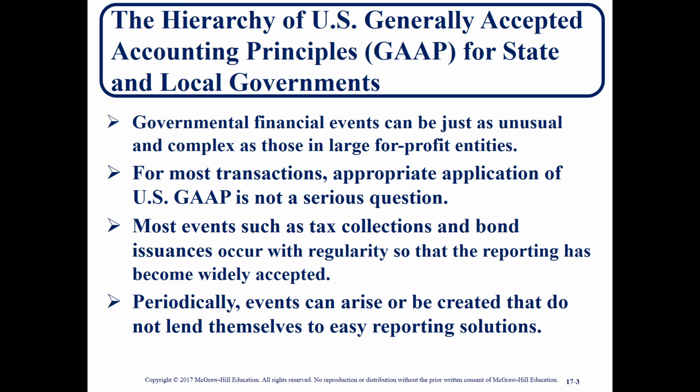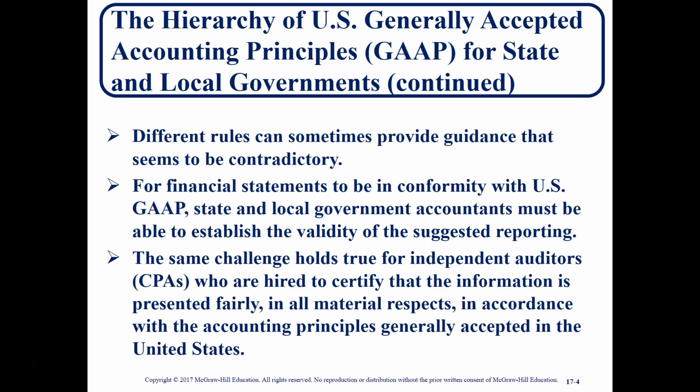Periodically we have events that can arise that may not lend themselves to easy reporting solutions. Please note, ladies and gentlemen, that that's more of an exception to the rule than the norm. So just keep that in the back of your mind. Different rules can sometimes provide guidance that may be contradictory to the untrained eye. For financial statements to be in conformity with U.S. GAAP, state and local government accountants must be able to establish the validity of the suggested reporting. And the same will also hold true for those that are doing the audits of state and local governments.